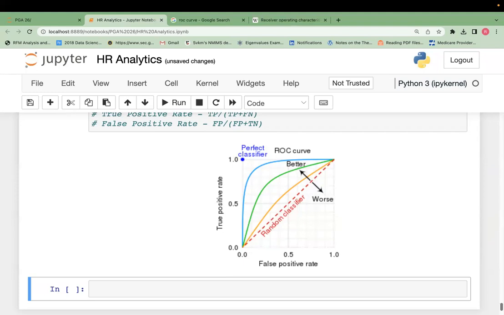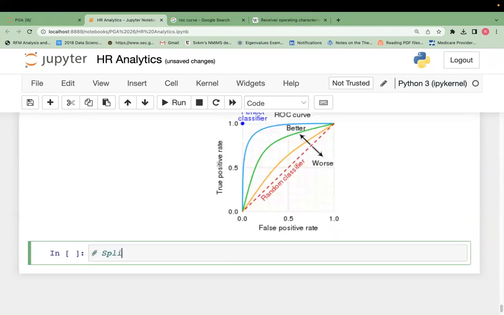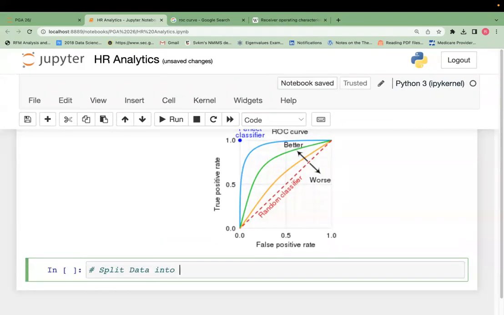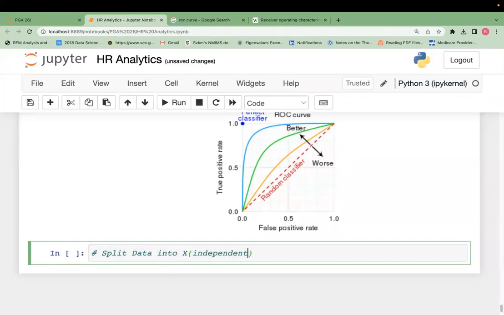So that is a regression. This is classic. Here also actual and predicted will be there, but you have to do only cross tabulation. Now, one of the important things is to split data into X. What is X? Independent variables. Capital X is always independent variables, and small y is always the dependent variable.